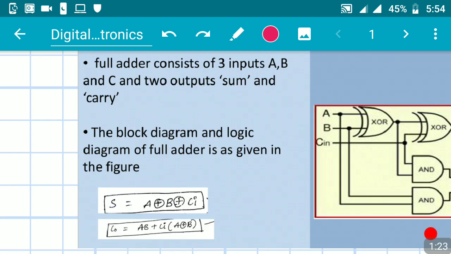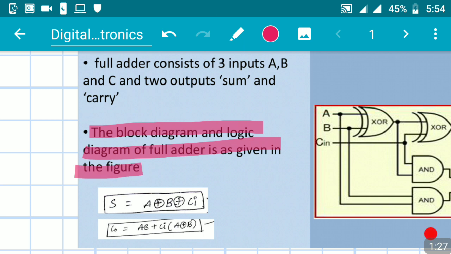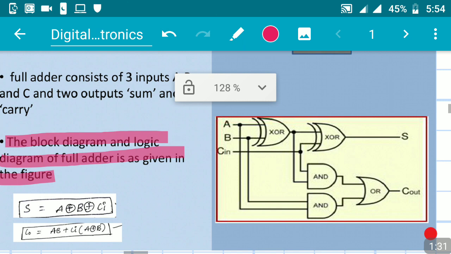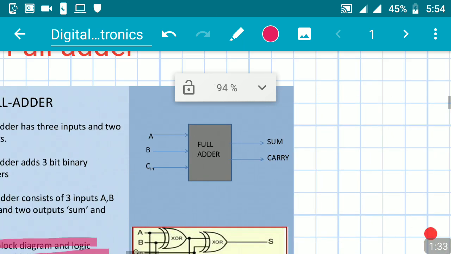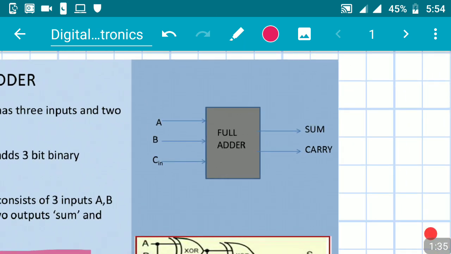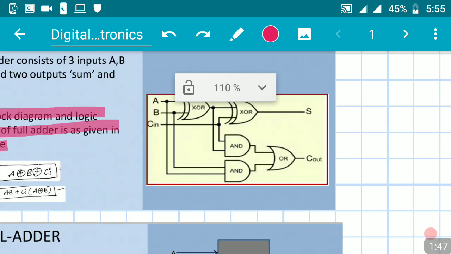Then the next point, the block diagram and logic diagram of full adder is as given in the figure, right? So let us go to the figure and understand. This is the block diagram of the full adder. You will have A, B, C in as the input, full adder is a block, and sum and carry are the output. Here we have the logic diagram.